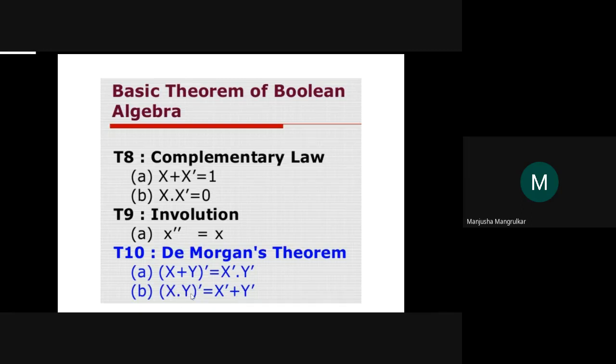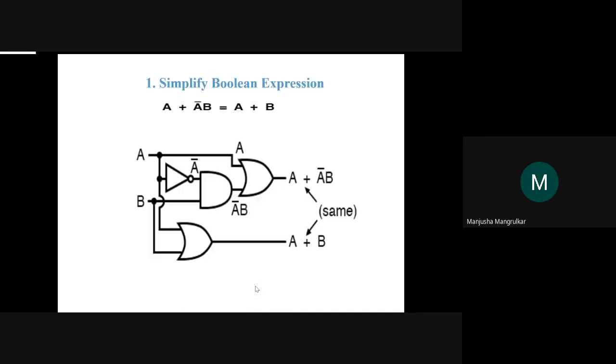And (x and y) whole complement is equal to x complement or y complement. This plus sign is an OR, the dot sign is an AND. We have to practice that (x and y) whole complement, which we proved in lecture number 3, is equal to x complement or y complement individually, right? We have just gone through all the theorems of Boolean algebra. Now we have to apply these theorems. How are we going to apply them to simplify the equation?